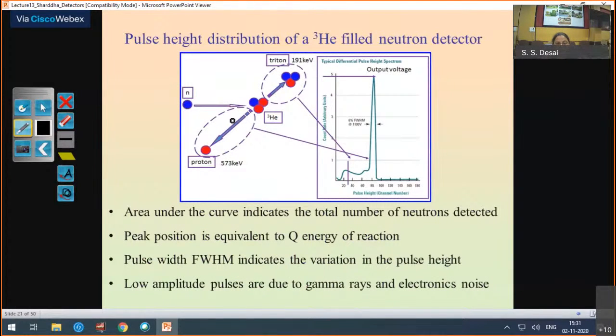The pulse height distribution is the same reaction, just shown in a slightly different form. The kinetic energy is distributed between proton and triton, so the peak position is equivalent to the 764 keV Q value of the reaction. Here I am specifically showing two small humps. If the reaction does not take place entirely within the gas volume, and there is partial collection, then these two wall effects show a peak at 191 keV and another at 564 keV, that is for the proton peak. All the gamma pulses are discriminated below a certain noise level. So this good pulse height spectrum gives us the advantage of discriminating gamma and other electronic noise pulses as well.